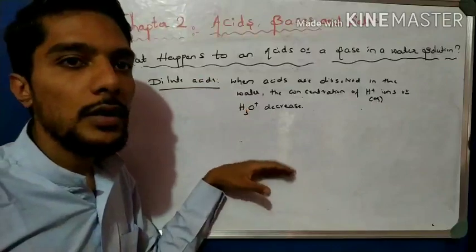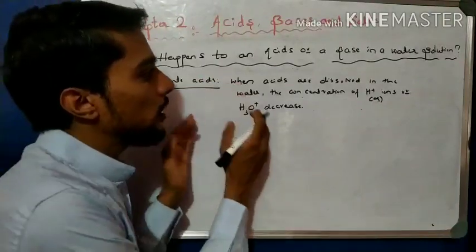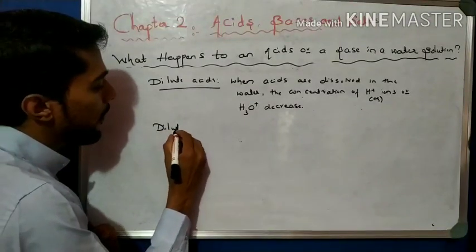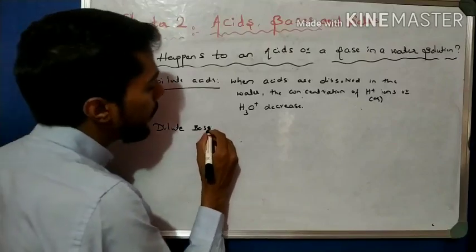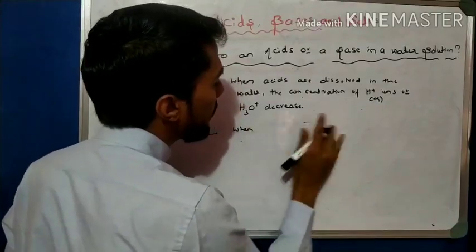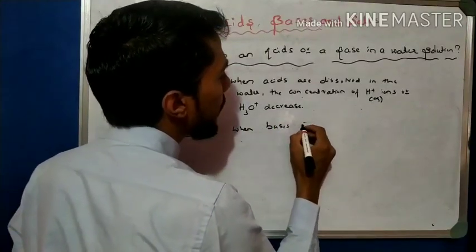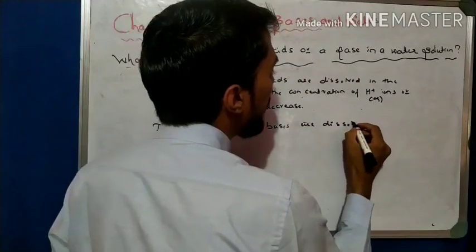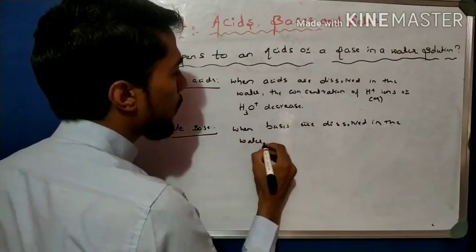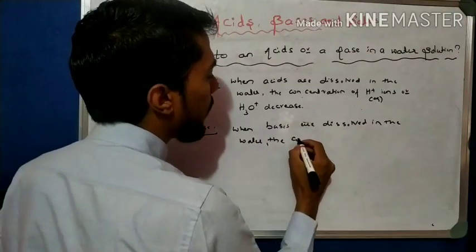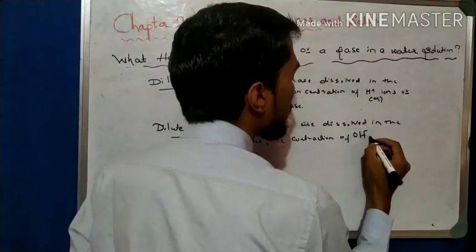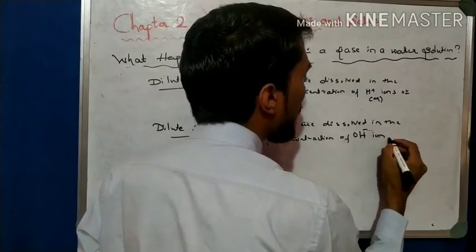When you add the water, then what happens? Slowly the concentration of H plus ions is decreasing. That is very important. Then come to the dilute base. What happened to the dilute base? See, when bases are dissolving in the water, the concentration of OH minus hydroxide ions, what happened here?